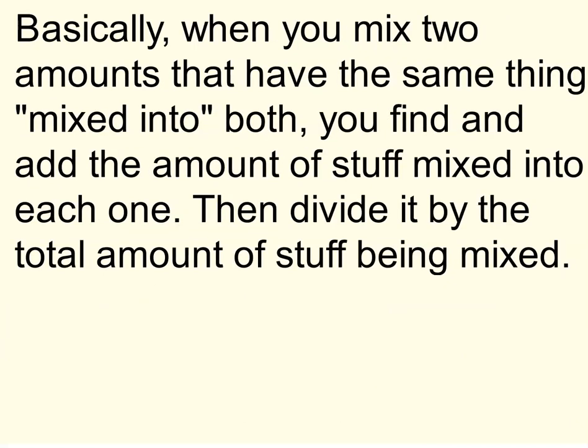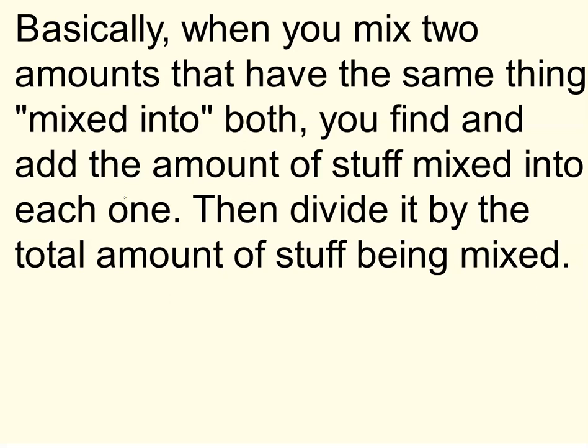Okay. So here's the idea. When you're mixing these two amounts, you've got whole things that you're mixing, and there's stuff mixed into them, like concentration or Democrats or rubbing alcohol or paint pigment. So what you've got to do is find and add the amount of stuff that's mixed into each one, and then divide it by the total amount of stuff that's being mixed. So if I was mixing two different kinds of paint with different concentrations of pigments, the first thing I've got to do is figure out how many ounces of pigment are in each one, add those together, and then divide by the total amount of paint.